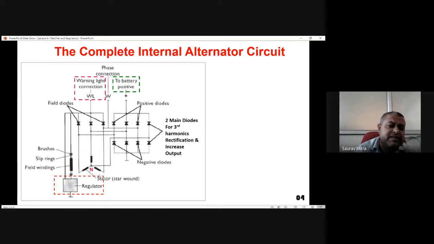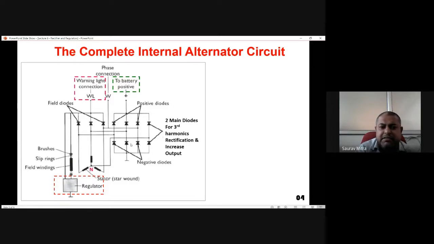So you can find this is a star connected alternator stator, and this is the neutral point. So these three are the points. So this is R phase, Y phase, and B phase. They are coming here, and these are the main diodes, positives and negatives. These are actually rectifying this 3-phase AC and giving the supply to the battery. And these are the 6 diodes.